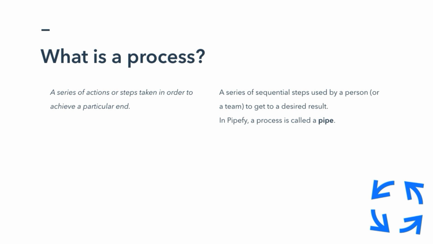Many people struggle with the concept of what a process is. They tend to think that processes are documented complex activities when in real life a process can be any recurring activity, from making coffee every morning to flying an airplane or assembling a car. The Oxford Dictionary defines a process as a series of actions or steps taken in order to achieve a particular end. In other words, it's an activity made of a series of smaller parts followed by a person or a team to achieve an end. In Pipefy, each of your processes is called a pipe.